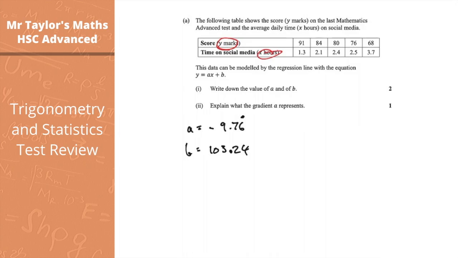Explain what A means. Well, A is negative 9.76. So my explanation I'd write in words is every time X increases, which is an hour on social media, my model predicts that you will have a decrease because it's negative, decrease of 9.76 marks. And that's the response we want for that one.